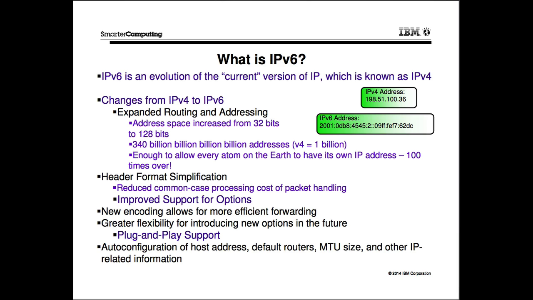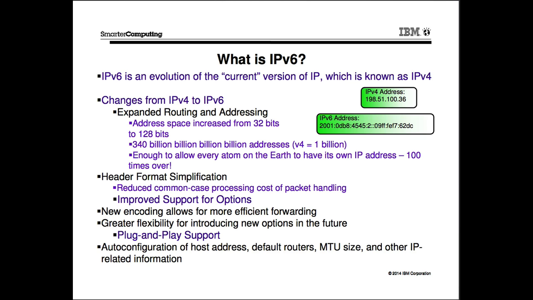So IPv6 expanded routing and addressing by a lot. With IPv6, the IP address space increased from 32 bits to 128 bits. And basically, there are 340 trillion trillion trillion addresses. It's almost infinite. As a matter of fact, for all practical purposes, it is infinite. One number I like to point out is that with IPv6, every atom on the Earth can have its own IP address 100 times over. So we're pretty confident that IPv6 will be sufficient for the foreseeable future.